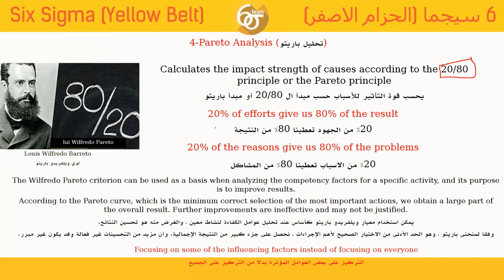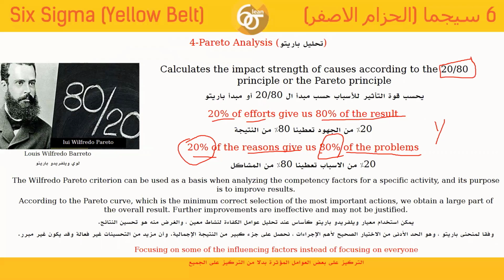So what is 20-80? He's saying 20% of the effort gives us 80% of the result. And at the same time, 20% of the reasons give us 80% of the problem. So if you have a problem and there is a main root cause for that problem, you just need to solve 20% of these causes. Once you address that 20% of the root cause, definitely the Y will be solved, because the rest represents the other 80% we don't care about. This is according to the Pareto analysis.